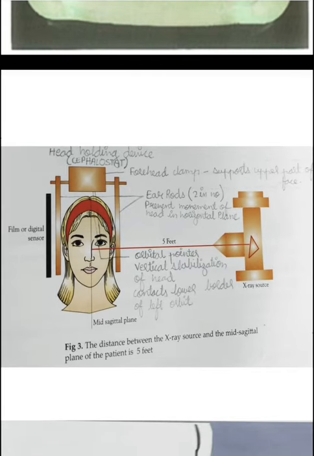Cephalometry. So this is the patient and this is the mid-sagittal plane of the patient. This is a head holding device, the cephalostat. These are the ear rods. They are two in number. They prevent the movement of the head in the horizontal plane. Here we have the orbital pointer. This is the film or distal sensor, and this is the X-ray source. The distance between the X-ray source and the mid-sagittal plane of the patient is 5 feet.